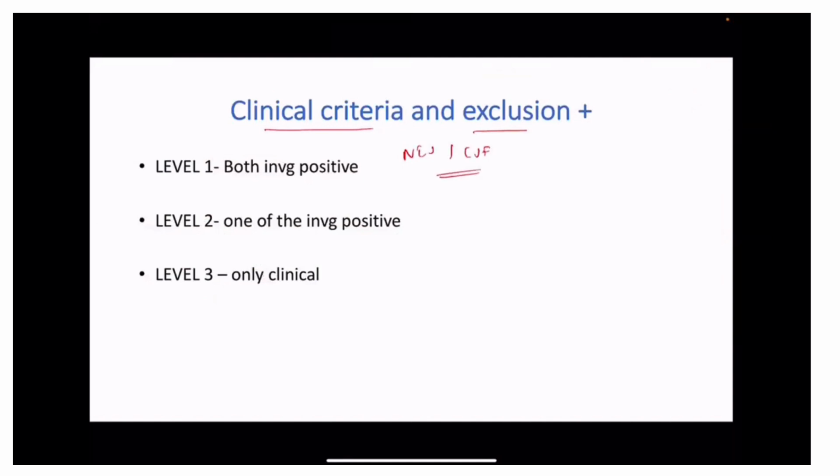So if both are positive, it means level 1. If one of them is positive, it means level 2. And if we couldn't do both, only clinically we think that the patient is having GBS, it means level 3. So these are the 3 levels of Brighton criteria. Where clinically you think the patient is having GBS, only clinically, that is level 3. Clinically plus either your nerve conduction study or your CSF is positive, that means level 2. Both the investigations are positive, that means level 1.